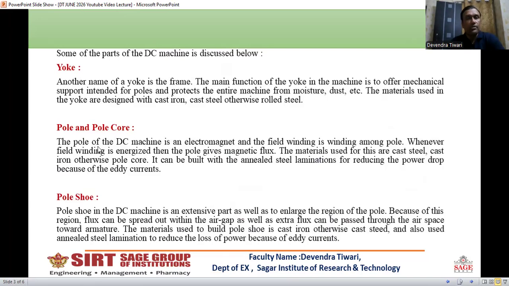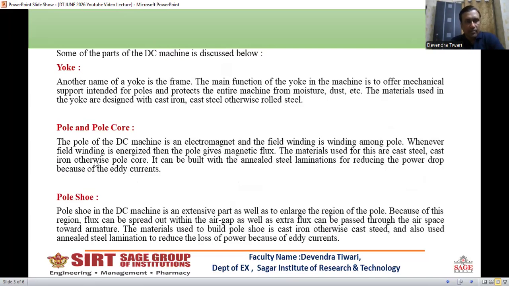Pole and pole core. The pole of DC machine is an electromagnet, and the field winding is wound around the pole. Whenever field winding is energized, then the pole gives magnetic flux. The materials used for this are cast steel, cast iron. It can be built with annealed steel laminations for reducing the power loss because of the eddy current.